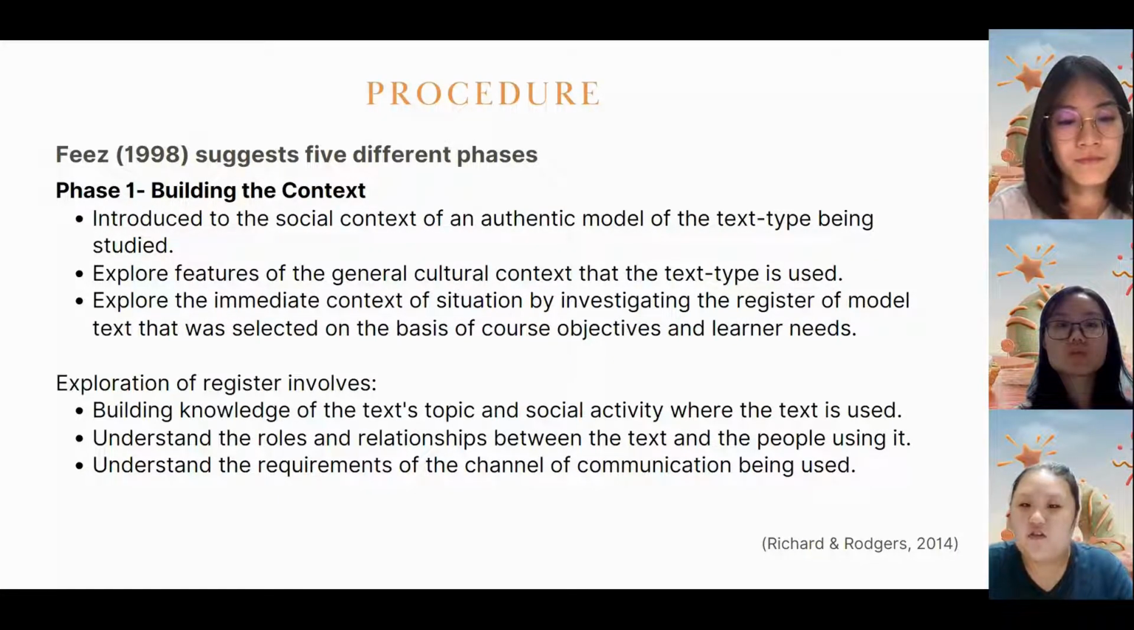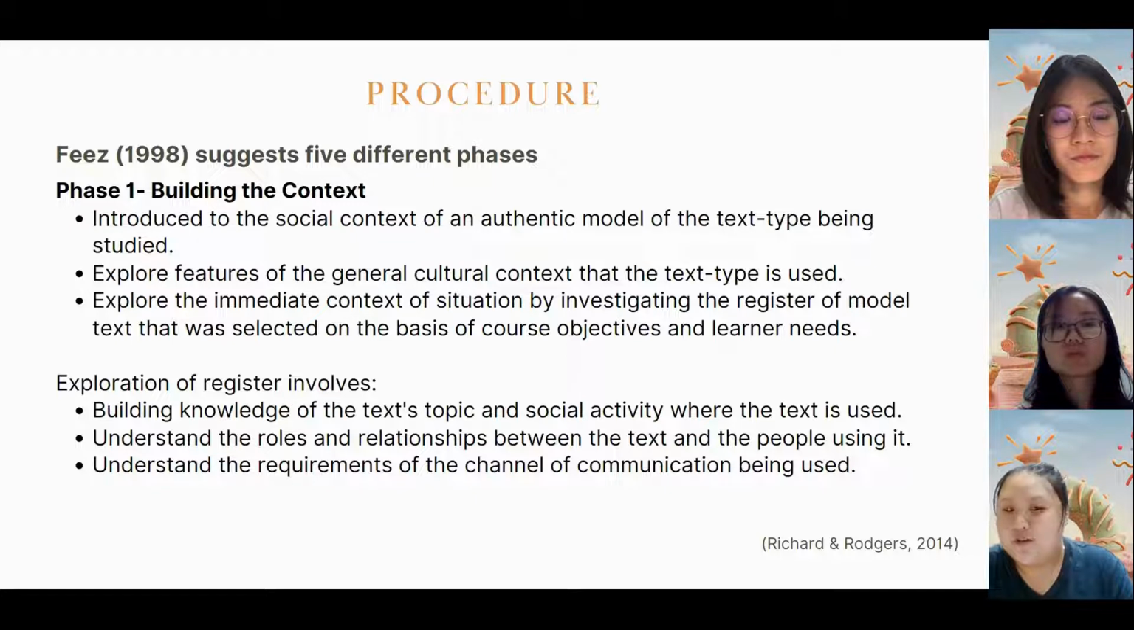Now we'll look into the procedure of how TBI is done. Please keep in mind that these procedures can be done over one whole lesson or over several different lessons. Also, the 5 different phases I'll be going through can be referred to as the teaching and learning cycle. So Feez has suggested 5 different phases when it comes to teaching TBI.